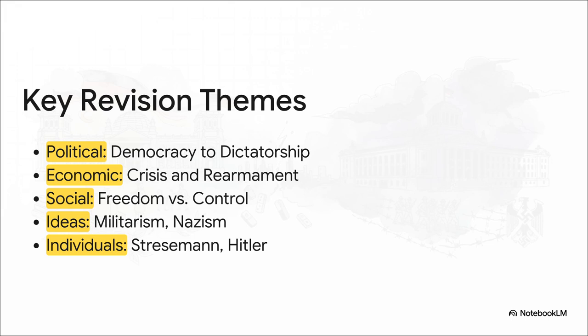Think thematically. So don't just learn a list of dates. Think about the political story, that journey from democracy to dictatorship. Think about the economic story, from hyperinflation through the Depression to rearmament, and the social story, the incredible freedom of Weimar versus the total control of the Nazis. You also need to consider the role of big ideas, like militarism, socialism, and of course, Nazism. And finally, the role of key individuals, people like Stresemann, Hindenburg, and Hitler, whose decisions literally changed the course of history. Linking the events to these big themes, that is the absolute key to getting a top-grade answer.